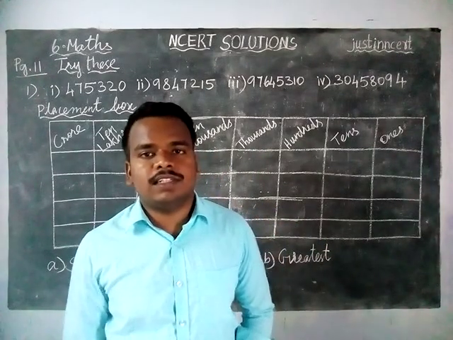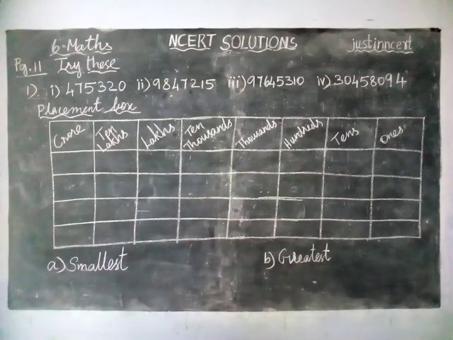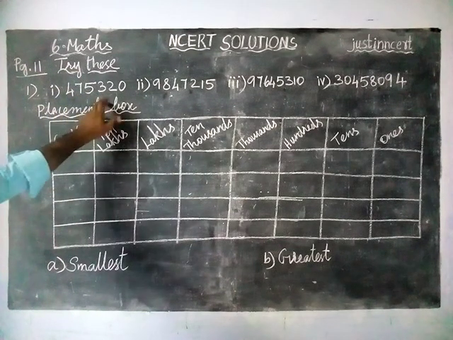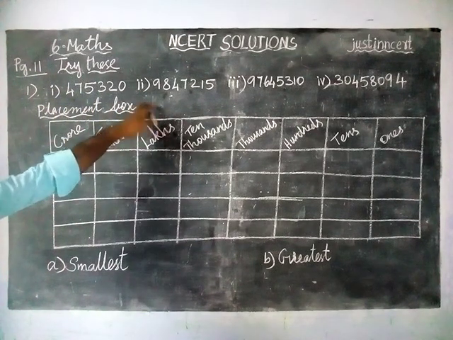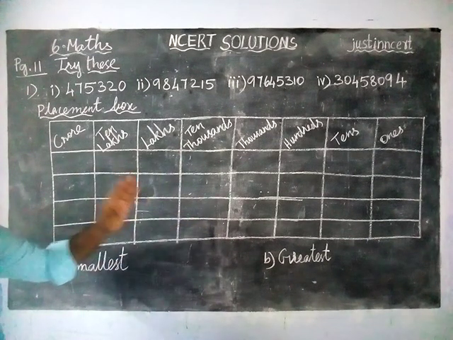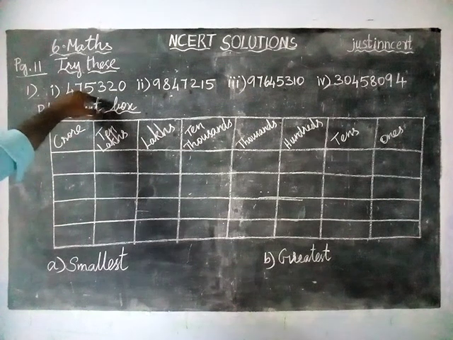Today we are going to see 6th standard maths, page number 11. Try these. What they said, we have to make a placement box, that is a place value chart. Then we have to write the expanded form and the smallest value and greatest value. And we have to write them in ascending order and descending order. So now first we are going to write it in the place value chart.